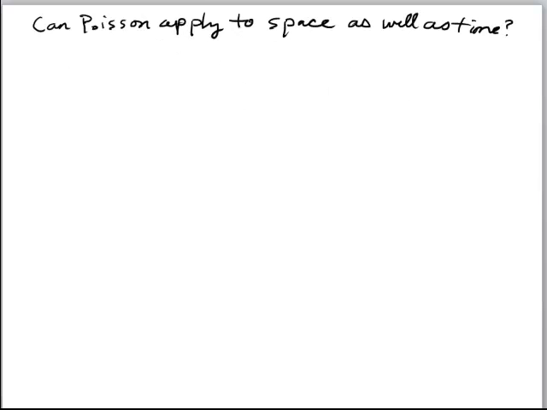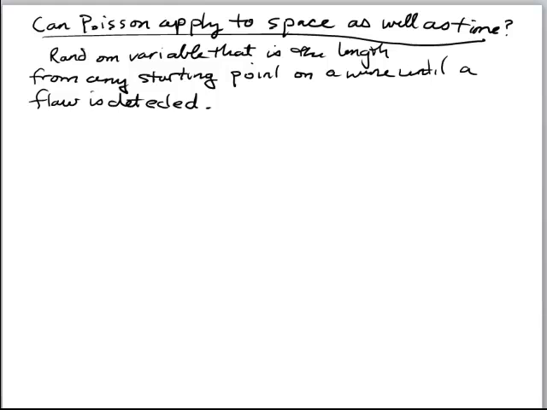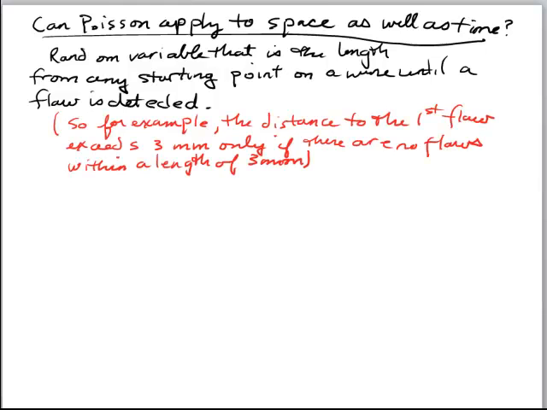Okay, one last little point. Can Poisson apply to space as well as time? Of course it can. So let's say that we have a random variable, and that random variable is the length from any starting point on a wire until a flaw is detected. So for example, the distance to the first flaw exceeds 3 millimeters if and only if there are no flaws within a length of 3 millimeters.